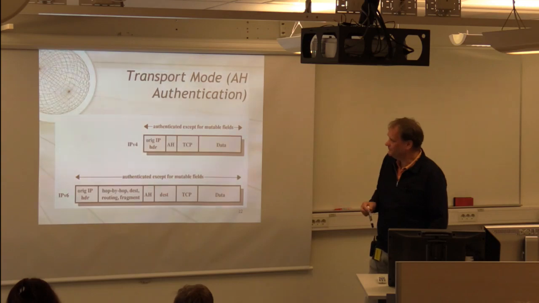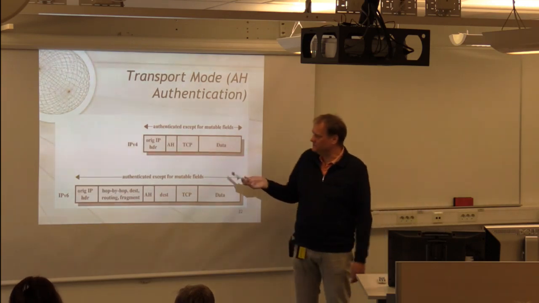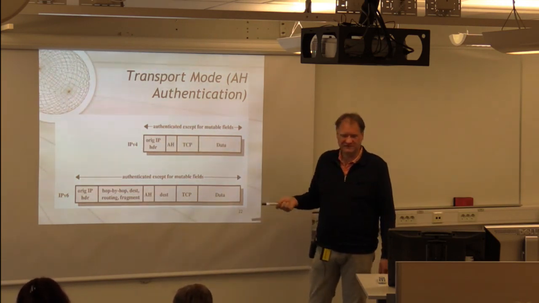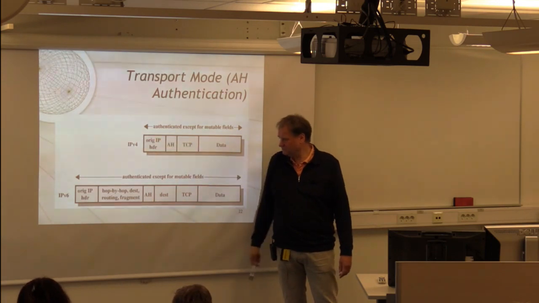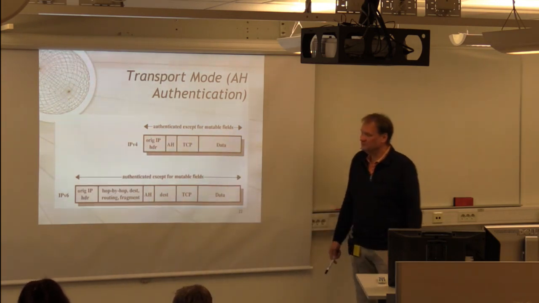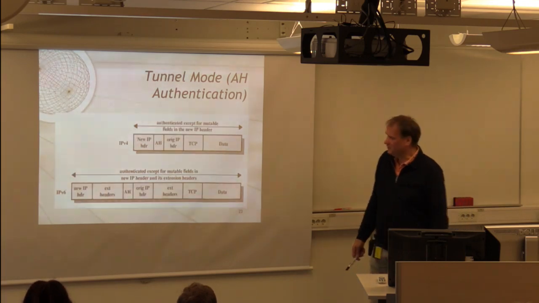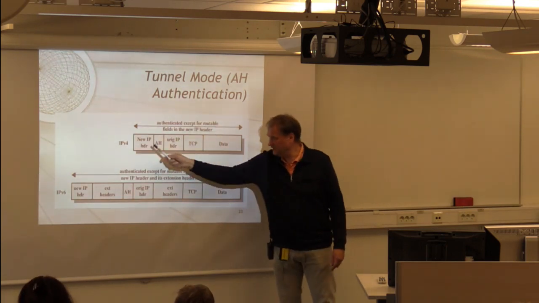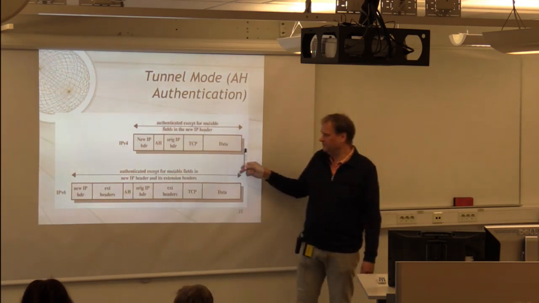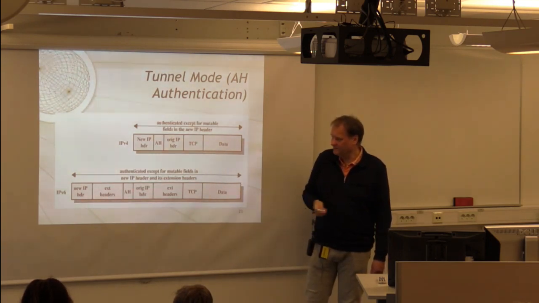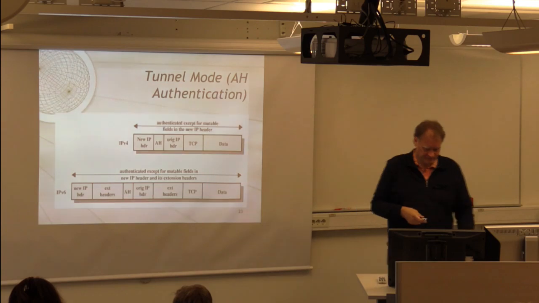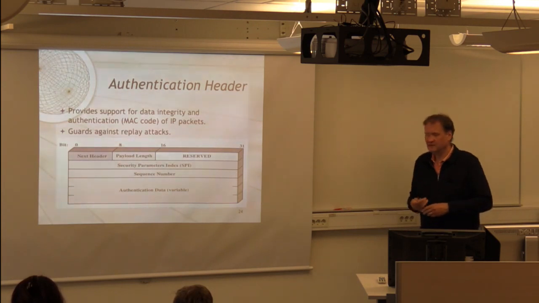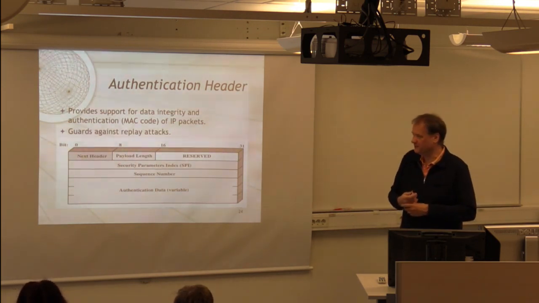If we go back here to the transport mode to see what is protected, we see that here we authenticate anything but the mutable fields, the fields in the header here that could change. Same for IP version 6. In tunnel mode, again we authenticate except for mutable fields in the new header and everything coming after this point. And the same for IP version 6. This is how the packet format is.